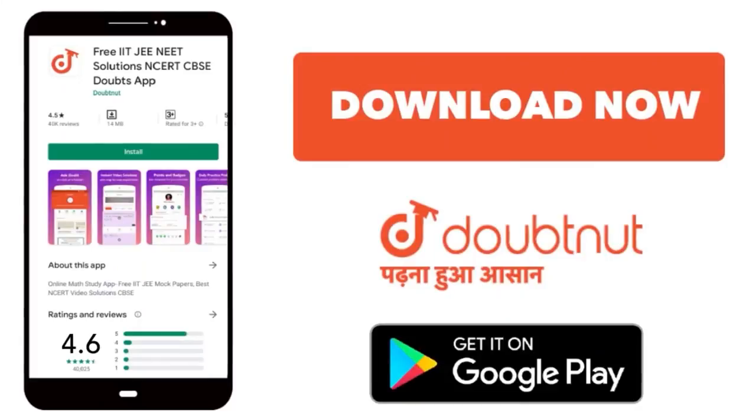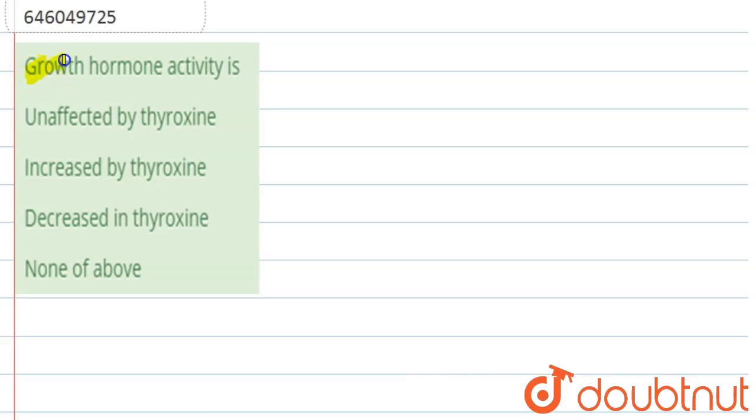So the question is: growth hormone activity is, and the options are unaffected by thyroxine, increased by thyroxine, decreased in thyroxine, and none of these.